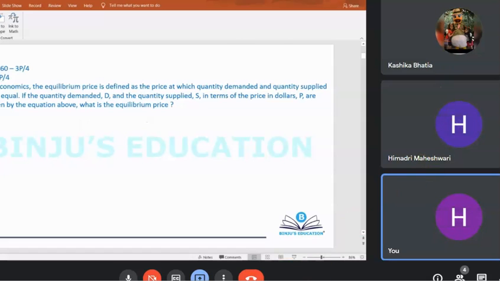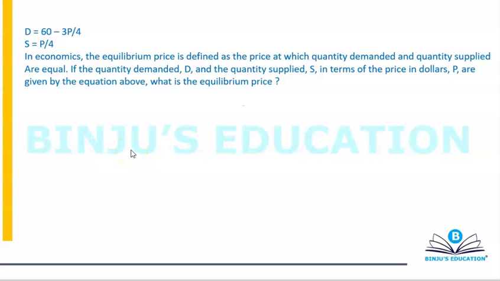Okay, let me see. In economics, the equilibrium price is defined as the price at which quantity demanded and quantity supplied are equal. This D represents the quantity demanded and S the quantity supplied, in terms of the price in dollars P given by the equation above. What is an equilibrium price? It is the price at which quantity demanded and quantity supplied are equal, which means we would want D to be equal to S.